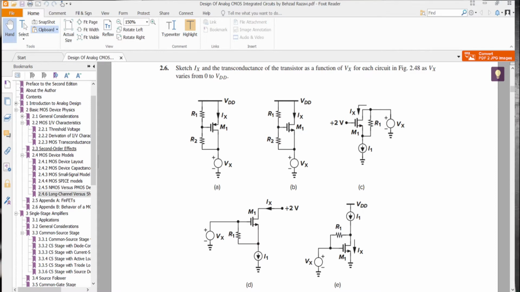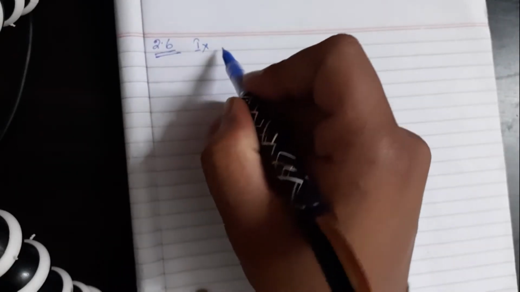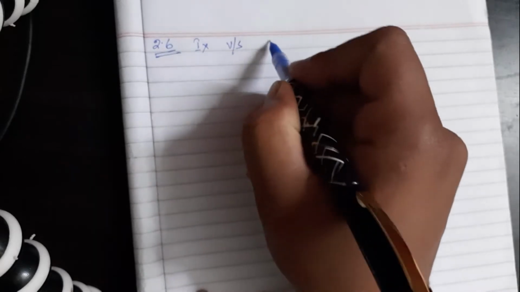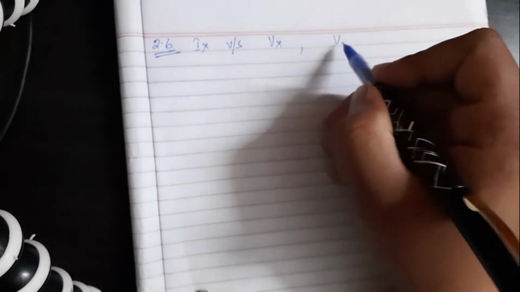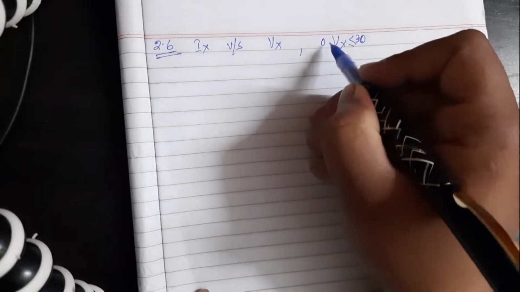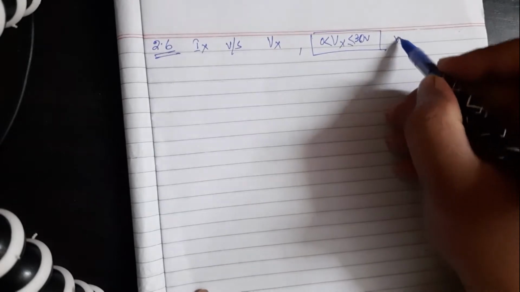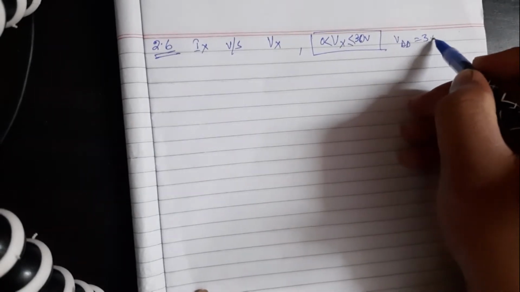Alright, let's start question number 2.6. Here we need to find out Ix versus Vx, where Vx changes from 0 to 3 volts. We are considering VDD to be 3 volts.